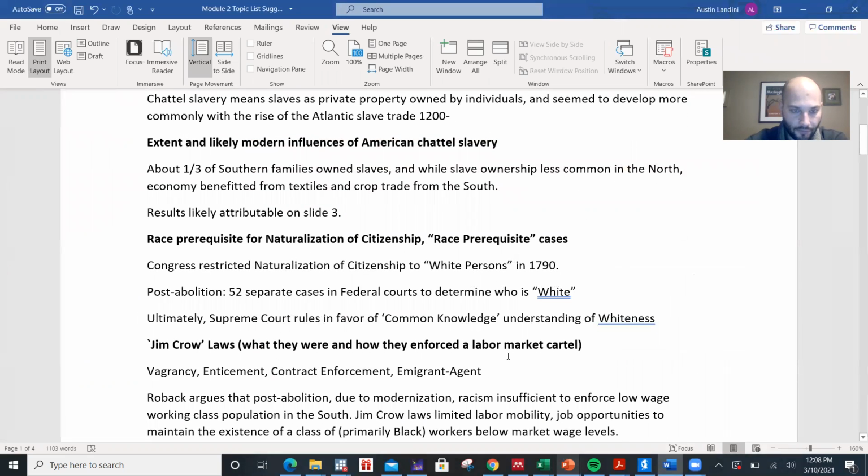Our first reading out of this section is the Haney-Lopez reading on race prerequisites. We know that Congress restricted naturalization of citizenship to white persons in 1790, and then especially post-abolition, there were a number of cases to determine what a white person is. I outline a couple of these cases in the note, but ultimately we focus on two Supreme Court decisions, which ruled in favor of a common knowledge understanding. As a result, because whiteness is a common knowledge understanding, it can be applied in different ways at different times.